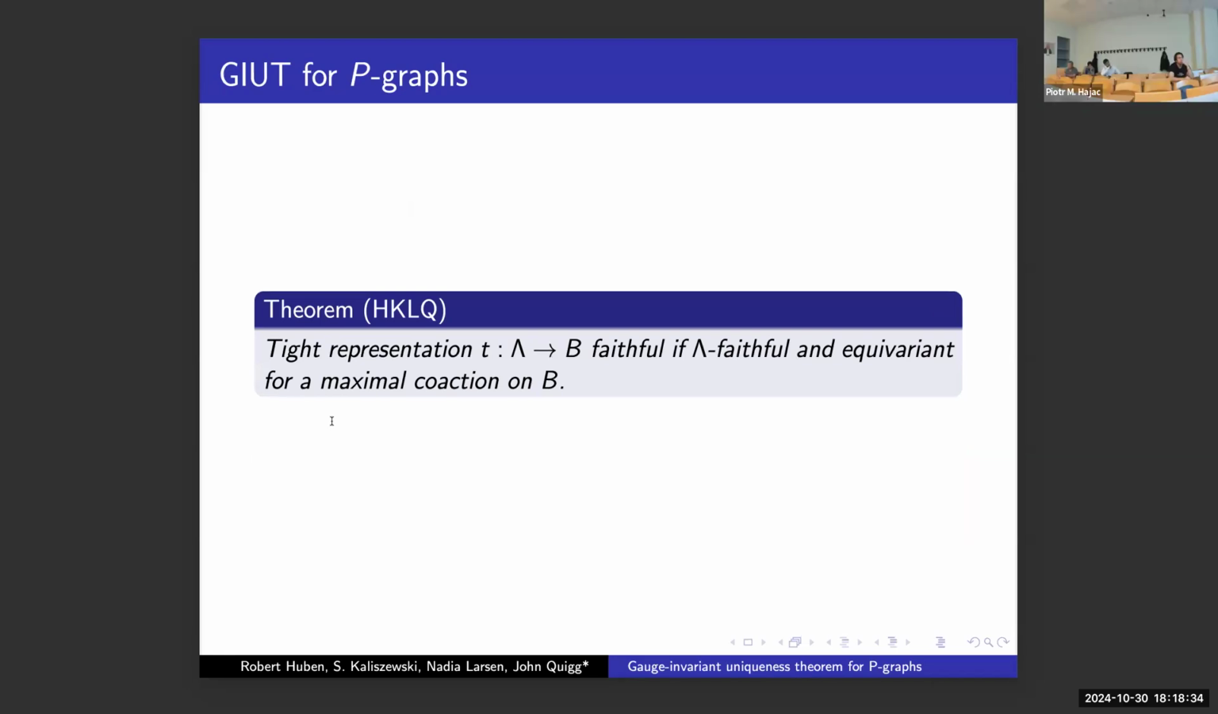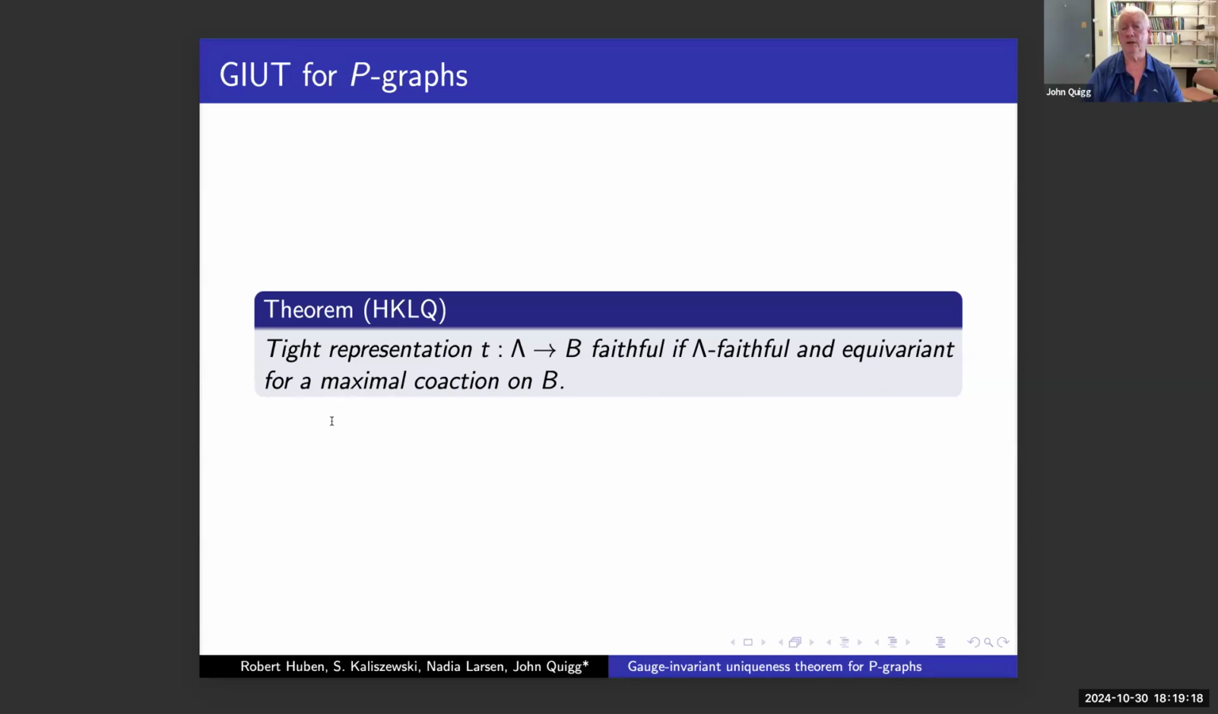And then we get the gauge invariant uniqueness theorem for P-graphs. A tight representation T of this P-graph lambda into a C-star algebra B is faithful if it's lambda faithful in that sense I just mentioned, and equivariant for a maximal coaction on B. So that's a version of the gauge invariant uniqueness theorem for P-graphs that is conceptually easier to handle than the previous versions of the uniqueness theorems that involved at the bottom end a normal coaction. So this is conceptually simpler.